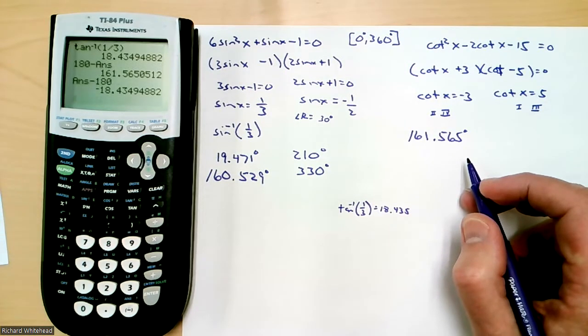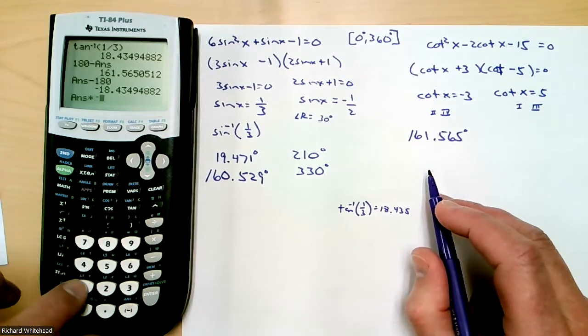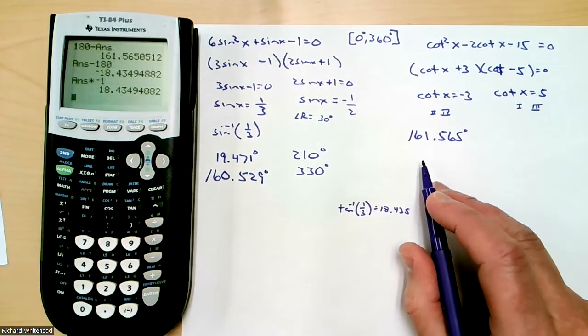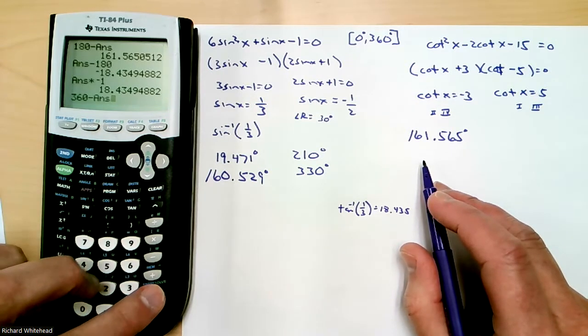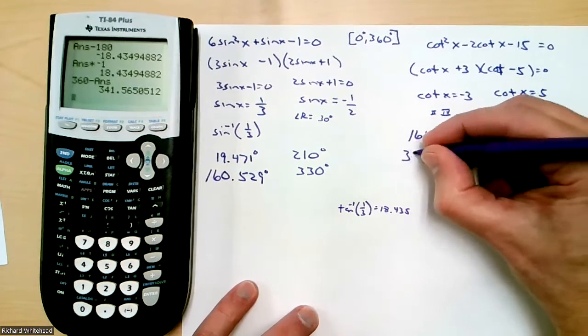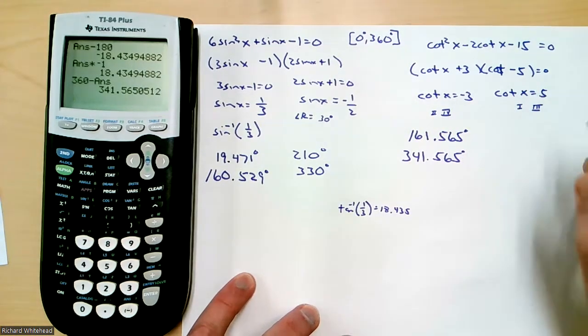Now I'm back. I got the negative reference angle. Okay, so now I'm back to the reference angle. Now I'm going to say 360 minus my reference angle to make the fourth quadrant. So just a little bit messy.